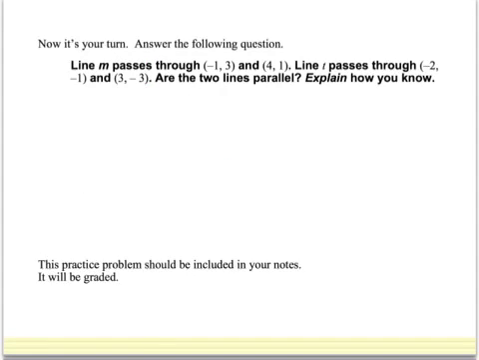Now it's your turn to practice. Answer the following question. If line M passes through (-1, 3) and the point (4, 1), and line T passes through (-2, -1) and the point (3, -3), are the two lines parallel? Explain how you know this. This problem should be included in your notes. It will be graded.